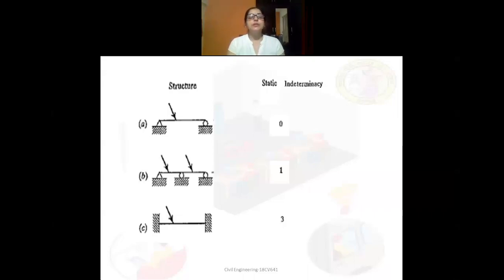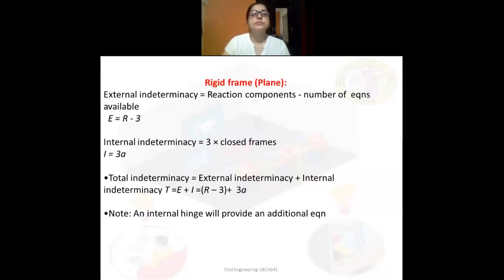Similarly, if I go to figure C, you have fixed supports at both ends. A fixed support has three reactions: a horizontal reaction, a vertical reaction, as well as a moment. So on both sides altogether, R is equal to 6, but the available equilibrium equations are only 3. So E is equal to 6 minus 3, that is 3. So the structure is statically indeterminate to 3 degrees. That was about beams in the previous slide.